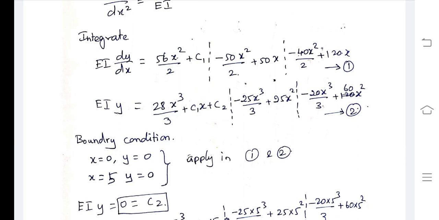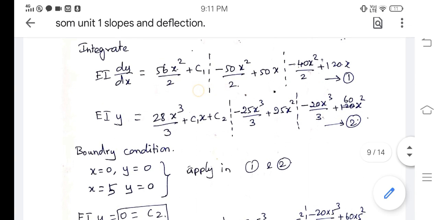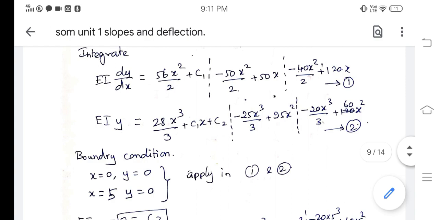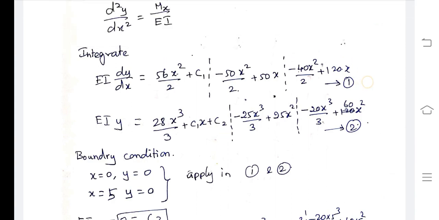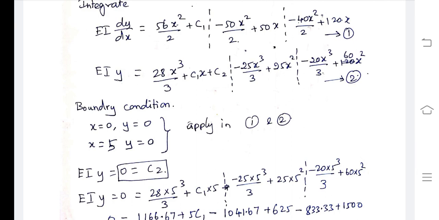So c1 appears only in one place, because this is the whole one equation, so only one c1. Then integrating it again, you will have c1 and c2. So this is equation 1 and equation 2. After that, apply the boundary conditions.